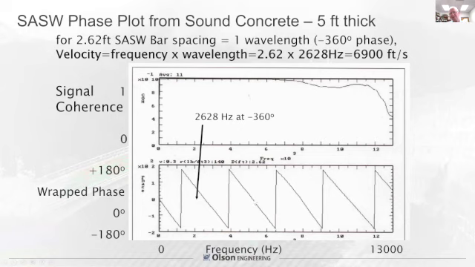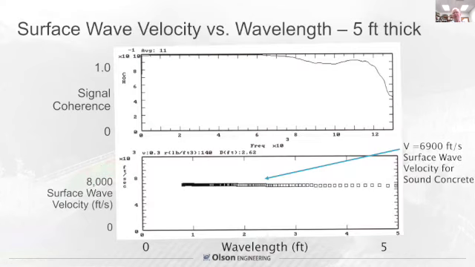720 degrees lagging would be 2 wavelengths. This is spaced 2.62 feet apart. So at one wavelength, the math is simple. Frequency times wavelength equals 2.62 times the frequency of crossing equals 6,900 feet per second. And this would be very similar, but the frequency is higher, but the wavelength is half. And so you get this data that becomes a dispersion curve, which is surface wave velocity versus wavelength.